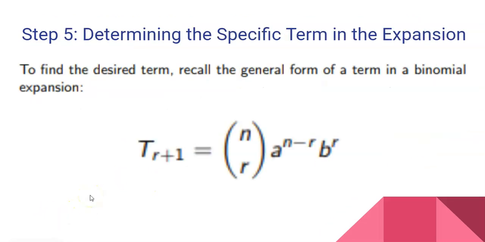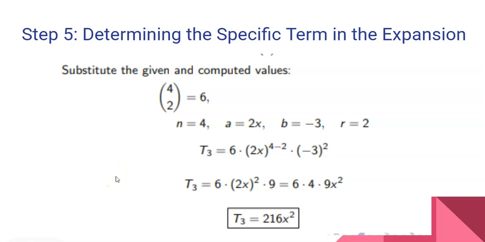And now we determine the specific term in the expansion. So recall the general term. The term r plus 1 is equal to n choose r times a raised to n minus r, b raised to the r. So we use this to find the term containing x squared in 2x minus 3 raised to the power 4. Now we substitute the known values and computed values. So again, 4 choose 2 is equal to 6, and we have n is equal to 4. We assign 2x for a, negative 3 for b, and r is equal to 2.